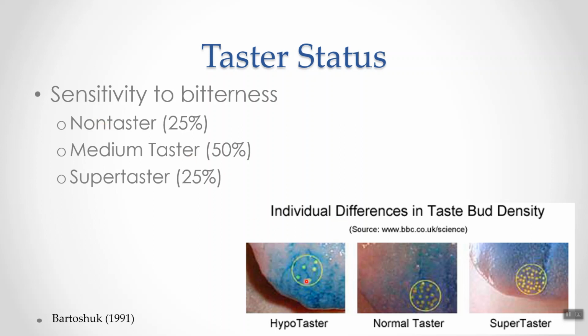What happens is we have these taste buds on our tongue, and if you have a less dense distribution of them, like this hypotaster does, you don't detect bitterness as much. If you have more densely distributed taste buds, you might detect bitterness more and more. If you have a really high density of taste buds, then you're a super taster. You're going to taste some bitter stuff. So we'll try this out in class.